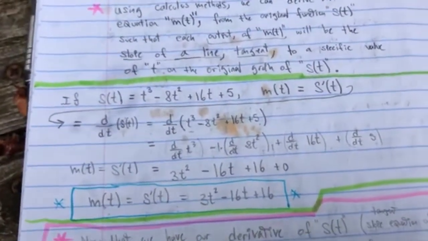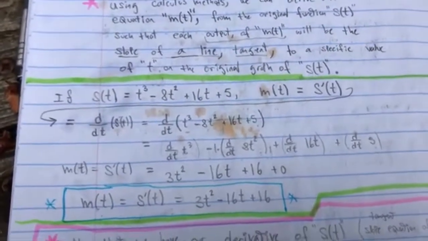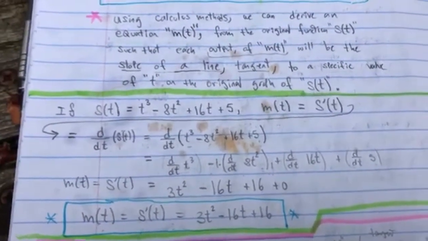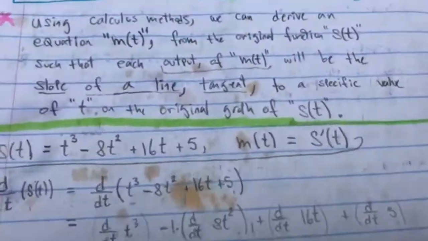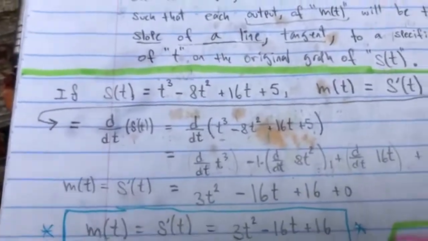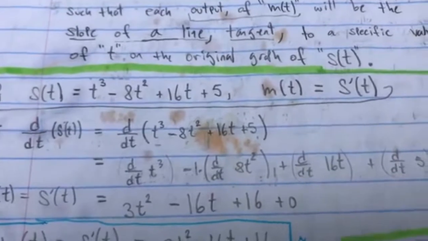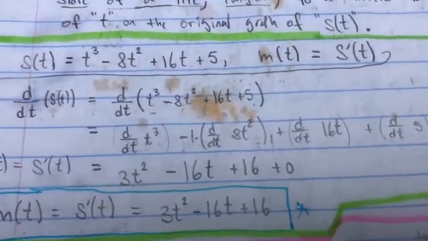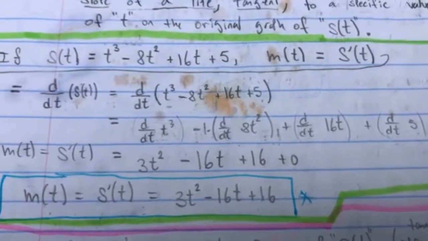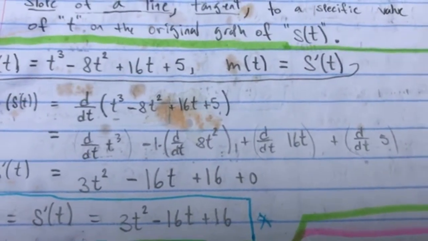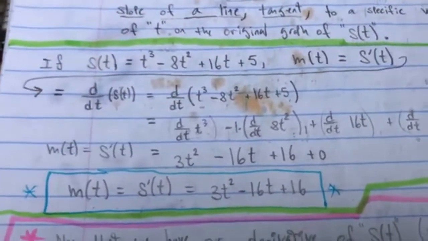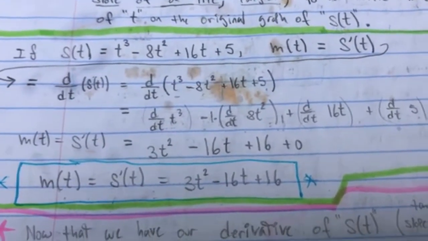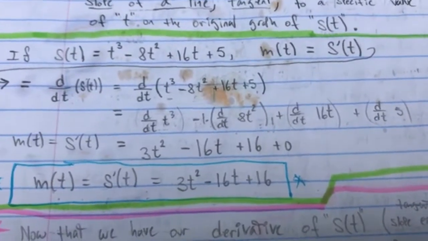Okay, if s of t equals t cubed minus 8t squared plus 16t plus 5, and m of t is equal to s prime of t, or the derivative of the position function s of t, then d over dt of s of t is equal to d over dt of t cubed minus 8t squared plus 16t plus 5, which is also equal to d over dt of t cubed minus d over dt of 8t squared, and so on, and then we get m of t is equal to the derivative of s of t, which is equal to 3t squared minus 16t plus 16.